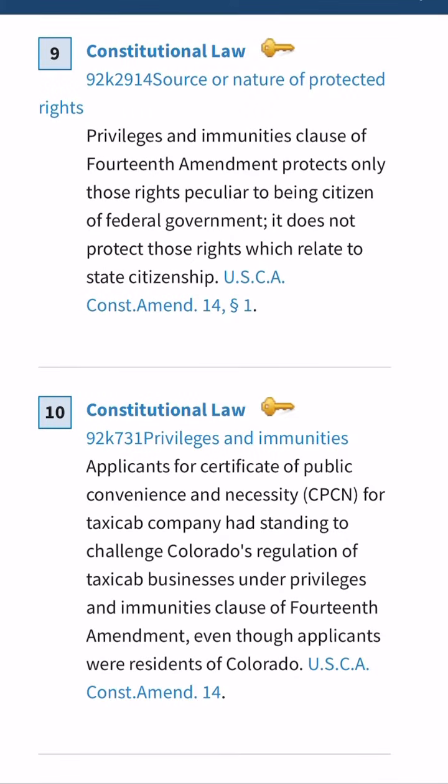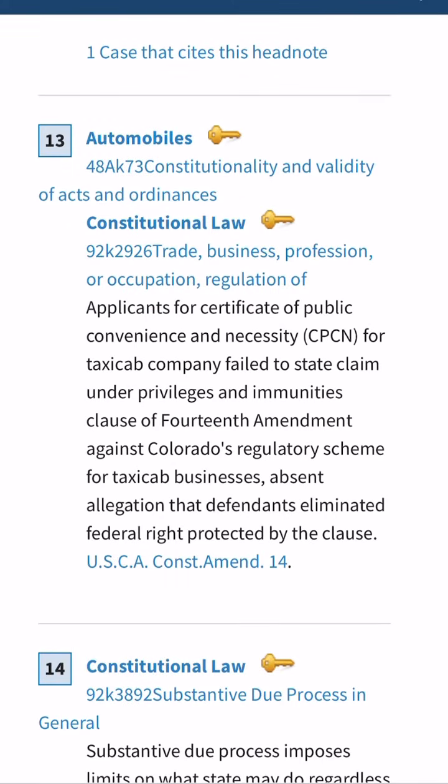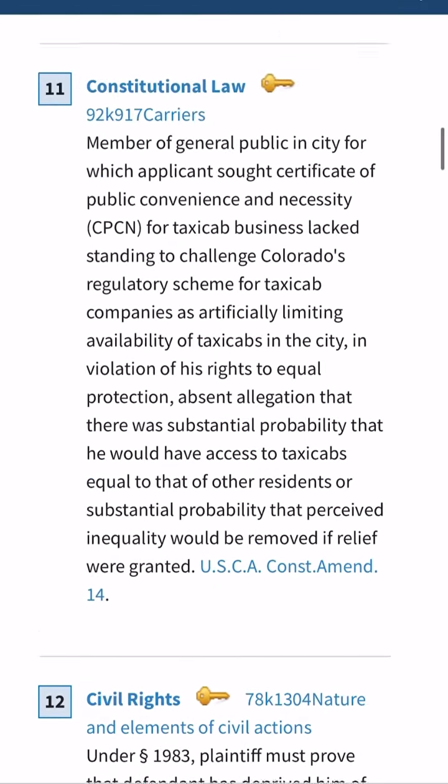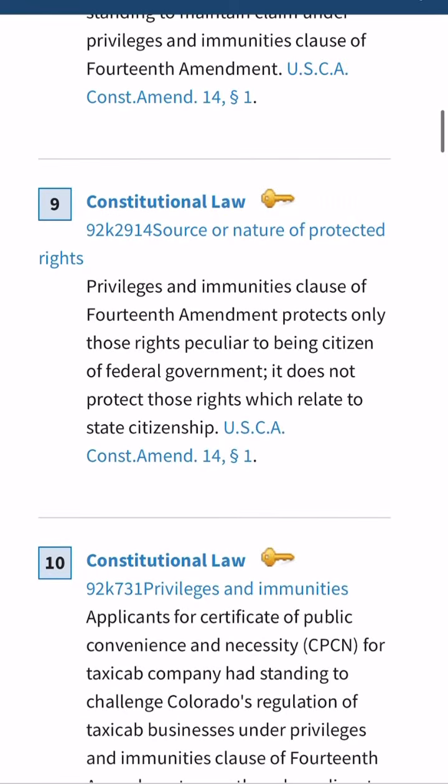Privileges and Immunities Clause of the 14th Amendment protects only those rights peculiar to being a citizen of federal government. It does not protect those rights which relate to state citizenship. Wait a minute. That clearly denotes two different citizens. Applicants for certificate of public convenience and necessity for taxicab company failed to state a claim under Privileges and Immunities Clause of the 14th Amendment against Colorado's regulatory scheme. Well, this doesn't go into it, but we will go into number 13 below because it goes into more detail. But first, let's go over 9 and 10.